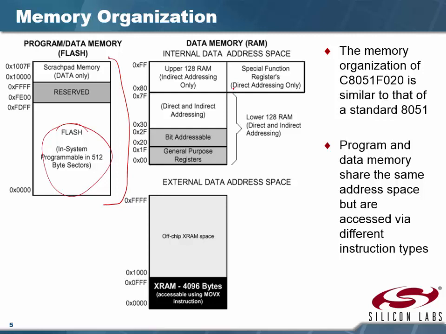Over here, we've got our data memory. This is our internal data address space. Now, we only have available to us the lower 128 bytes, typically, right there. And of that, some of those are bit addressable, some are general purpose registers, and some of them are for just general addressing. We don't have a lot of memory space for RAM on this chip.